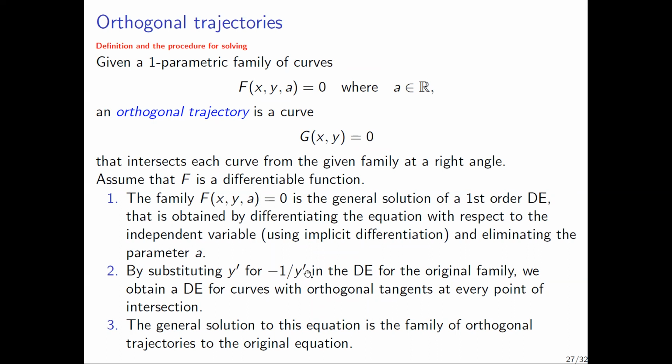Why is this true? Because you know from calculus or even from high school that two lines intersect at a right angle if their slopes are inversely proportional, and they have different signs. So if the slope of one line is y prime, then the slope of the other line must be minus 1 over y prime. So we just replace this in our equation, and we get a differential equation determining the family of orthogonal curves to the initial family.